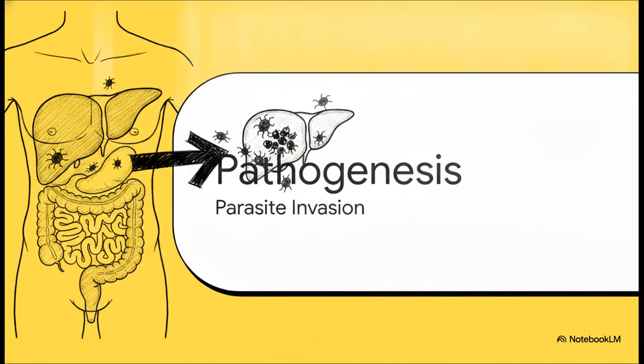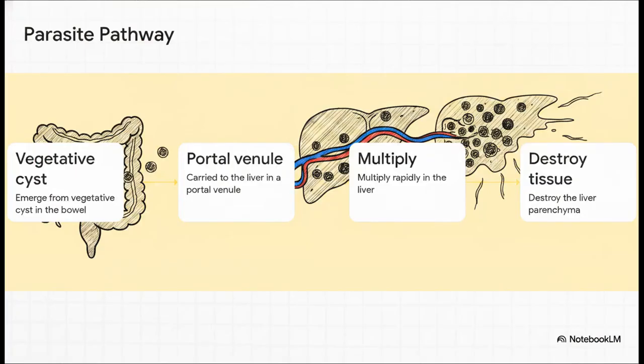First up, Section 1. Parasite pathogenesis and invasion. The actual sequence of events here is pretty fascinating. It all kicks off in the bowel, where the amoebic trophozoites emerge from their vegetative cysts. And from there, they don't just wander aimlessly. They hitch a ride specifically through the portal venous system. This portal venous highway takes them directly to the liver, most commonly the right hepatic lobe. Once they arrive, they begin rapidly multiplying and destroying the liver parenchyma. They're literally melting the tissue away to form an abscess.